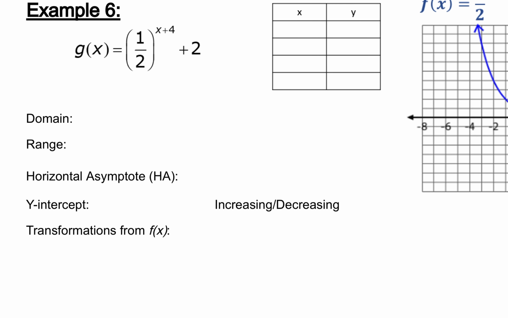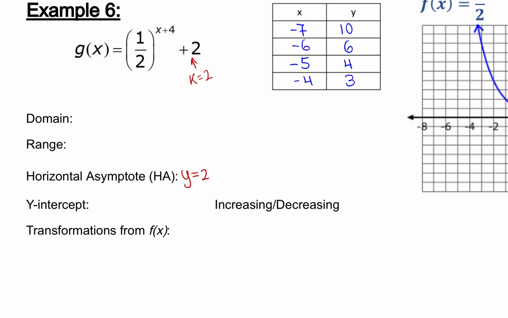For this one, we have g of x is equal to 1/2 to the power x plus 4 plus 2. My first step is to identify the k value. So looking at this, my k value is going to be +2. From there, that indicates that the horizontal asymptote is going to be y equals 2. I will then identify the points of accuracy using my calculator or Desmos. So looking at this, I have -7, 10. I have -6, 6. I have -5, 4. And I have -4, 3 for the points of accuracy.